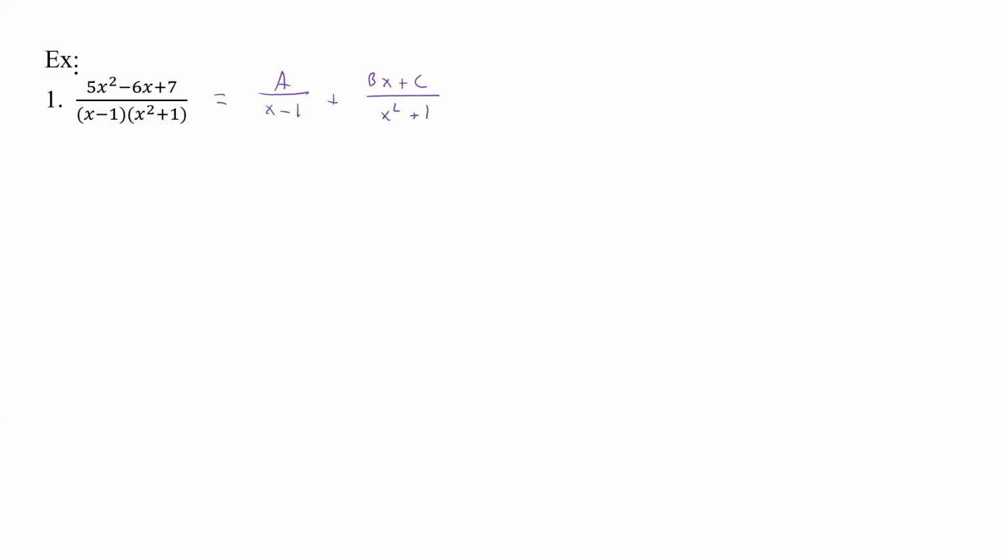And now the rest of it's the same. We multiply the whole equation by our LCD, which is x minus 1 times x squared plus 1. When we do that, the first term, everything on the denominator cancels, and we get 5x squared minus 6x plus 7. Now here the x minus 1's cancel, so we have A times x squared plus 1 plus, now here the x squared plus 1 cancels, so we'll have Bx plus C times x minus 1. Okay. So we have a little bit more to do here. We're going to have to FOIL this side, and then we just distribute here.